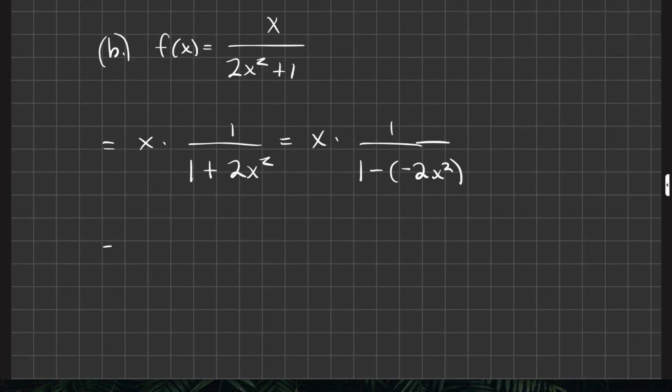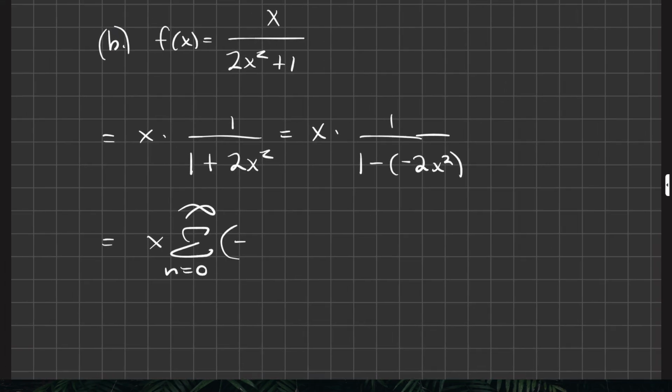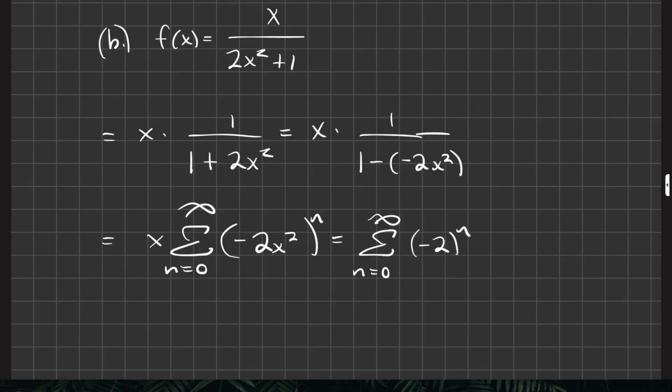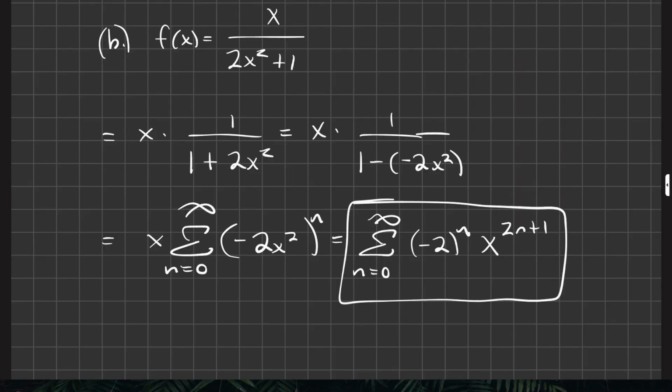So this is just x times the power series, specifically, n equals 0 to infinity, where our common ratio is -2x squared to the n. Now we can pull this x in, and I'm going to pull the -2 to the n out of that -2x squared to the n. So this will be the series from n equals 0 to infinity of -2 to the n, which we pulled out. And then that x to the 2n becomes x to the 2n plus 1 after we throw that x in. So x to the 2n plus 1. And this is our power series for f of x.